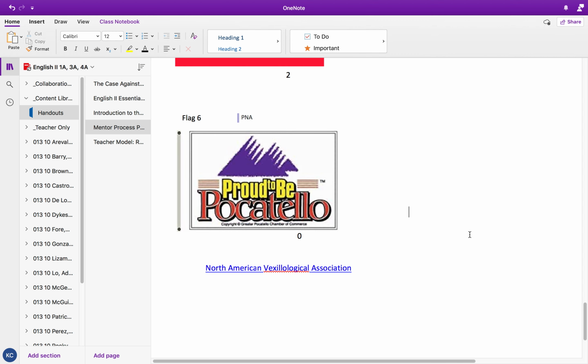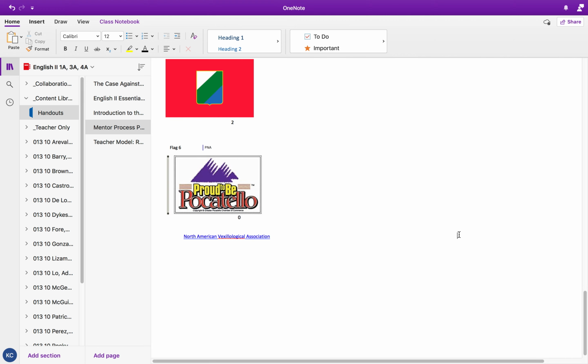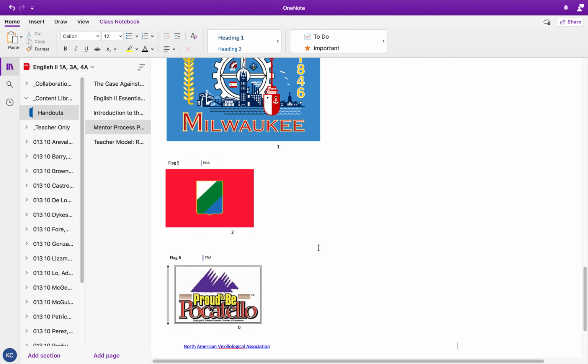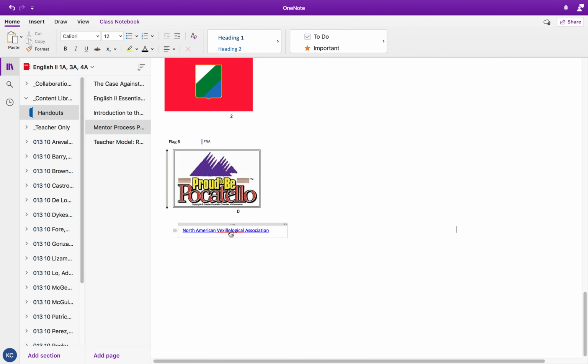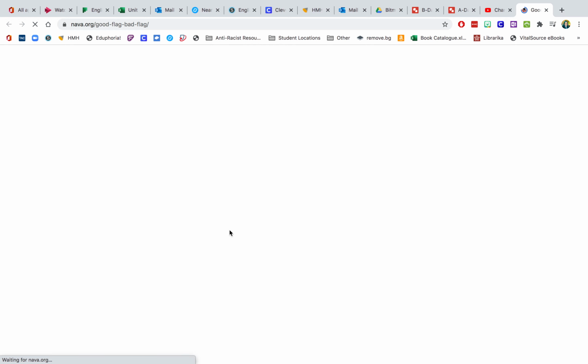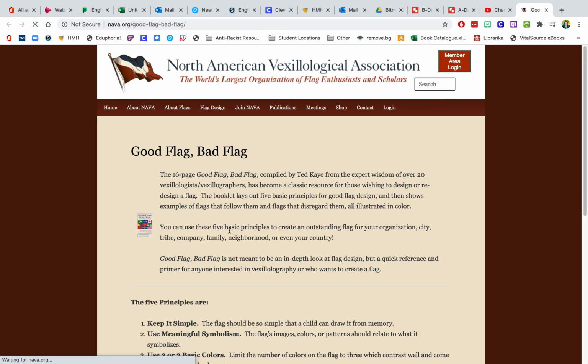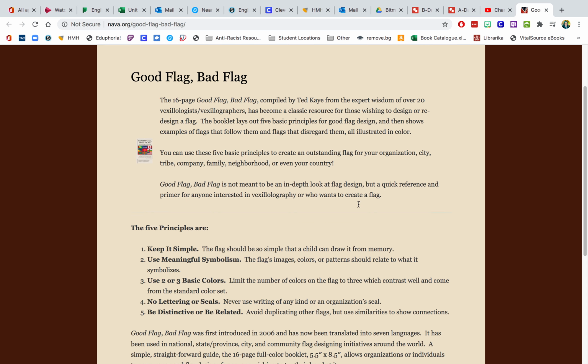Now, you might be wondering, what good is this rubric we even made? We're not even flag experts, Miss K. Well, let's go visit the North American Vexillological Association, which is a flag organization. Vexillological is anything that has to do with a flag. You can thank Mr. Plemons for me knowing that word too.